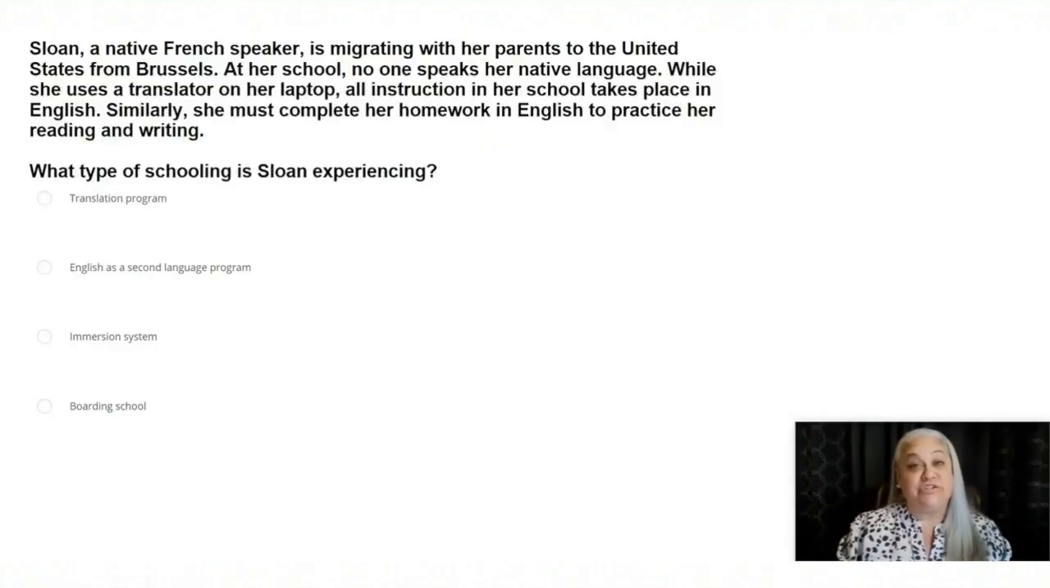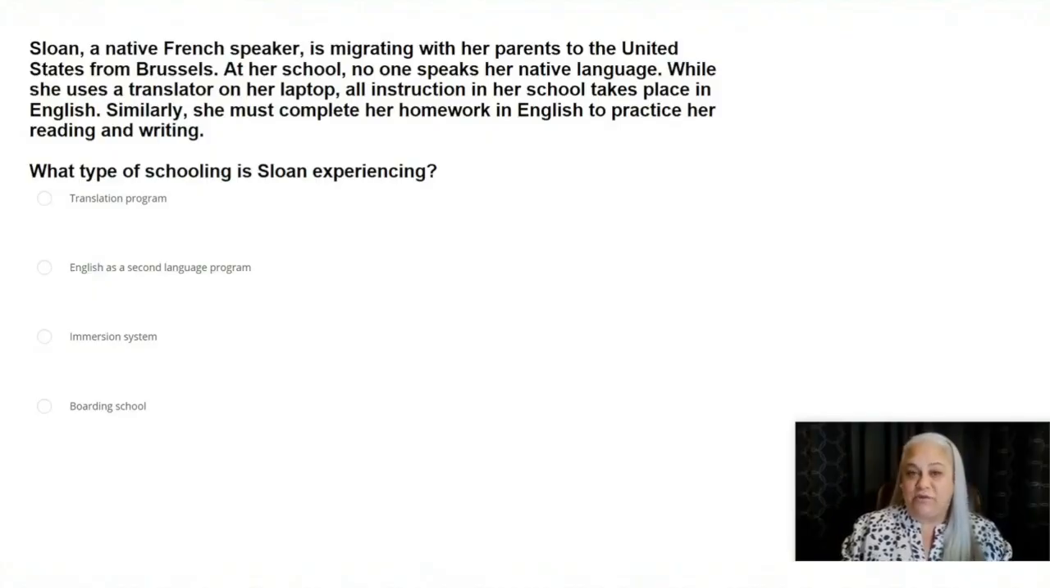Sloan, a native French speaker, is migrating with her parents to the United States from Brussels. At her school, no one speaks her native language. While she uses a translator on her laptop, all instruction in her school takes place in English. Similarly, she must complete her homework in English to practice their reading and writing. What type of schooling is Sloan experiencing? The answer choices are as follows: translation program, English as a second language program, immersion system, and boarding school.